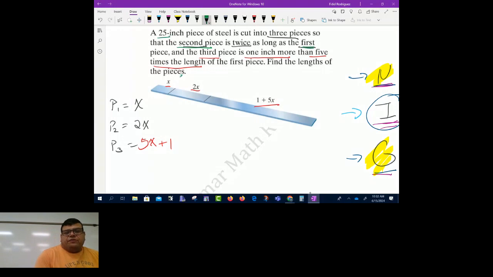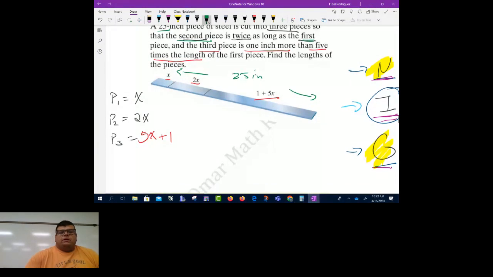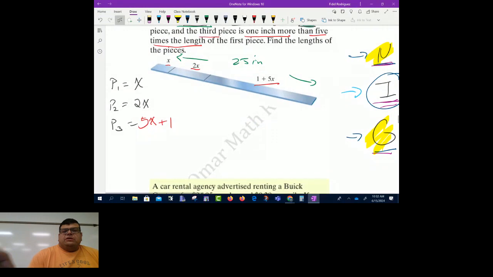Y'all, the other thing is the whole thing from the beginning to the end is 25 inches, okay? So what does that mean? That means that the first piece plus the second piece plus the third piece has got to add up to 25, okay? Look, y'all, let's draw a line right there.